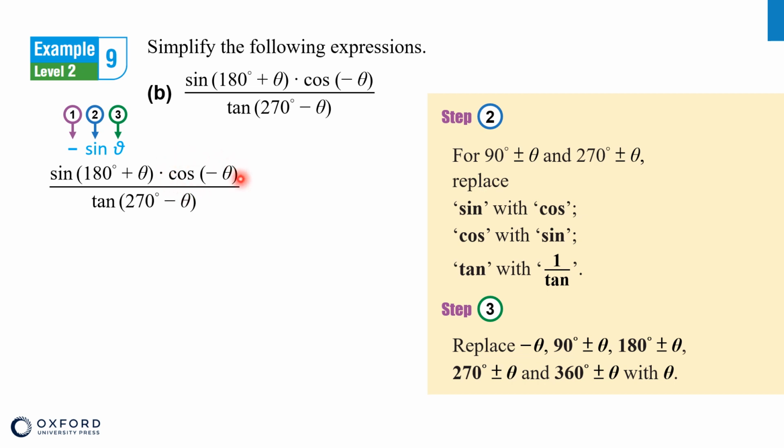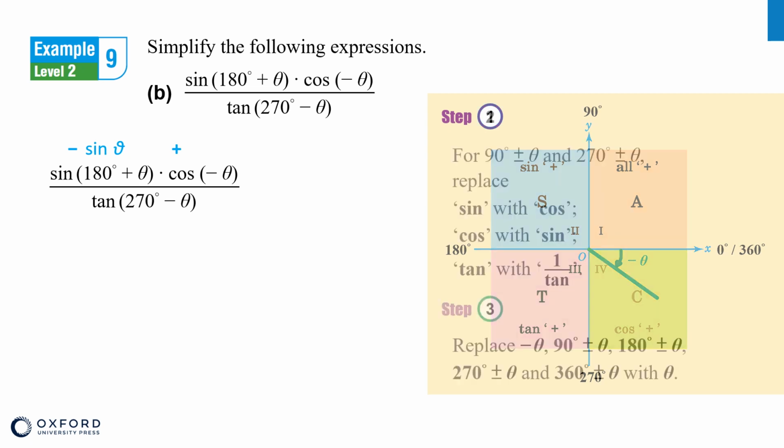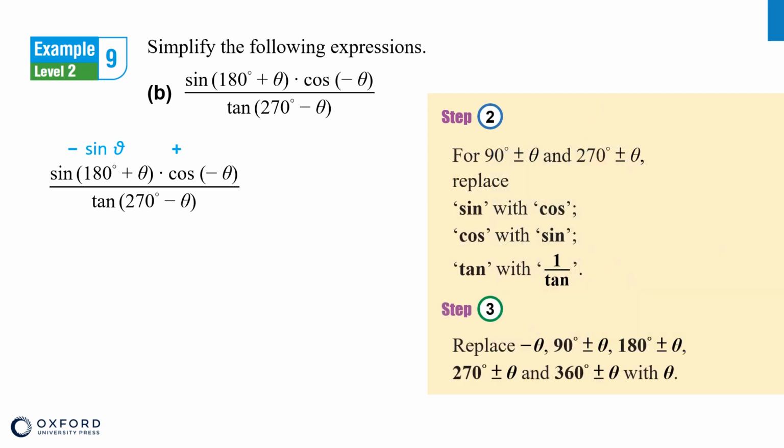Now the cosine of negative theta. Negative theta is in quadrant 4, the C region. So cosine of it takes the positive sign. So cosine of negative theta will be cosine of theta.